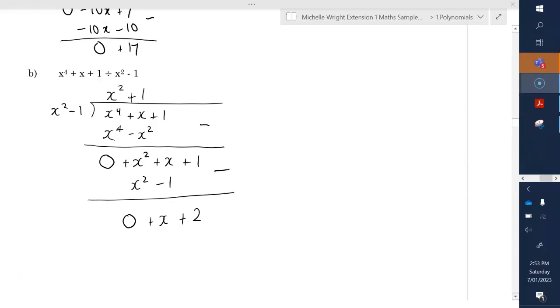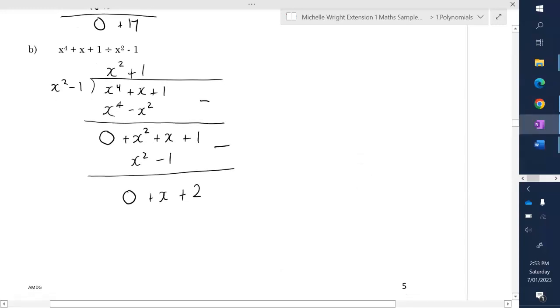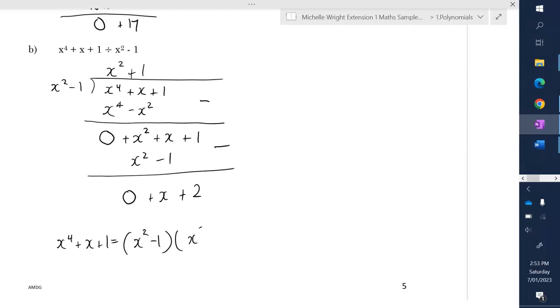Okay, so I can't go any further in my division because x squared can't go into x. So I have a solution here, and how I can write that is x to the 4th plus x plus 1. So my polynomial under the brackets is equal to this one times this one, so x squared minus 1 times x squared plus 1, plus my remainder of x plus 2. Now that's one way of writing it.